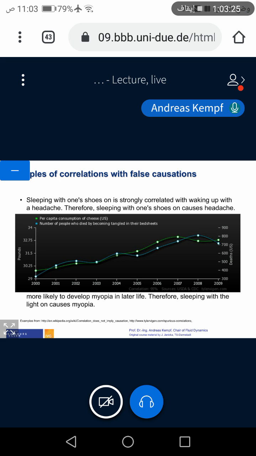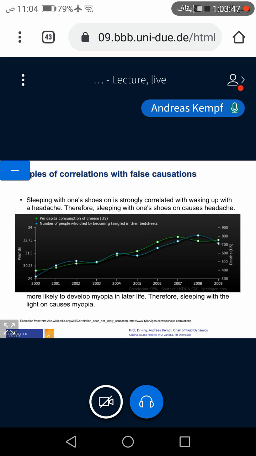And here's an example. Sleeping with one's shoes on is strongly correlated with waking up with a headache. Obviously, if you go out boozing, you come back, are so sick and feel very bad, you fall on your bed, and the next morning you wake up with a headache, and you find your shoes are still on. Don't believe that wearing your shoes causes the headache.